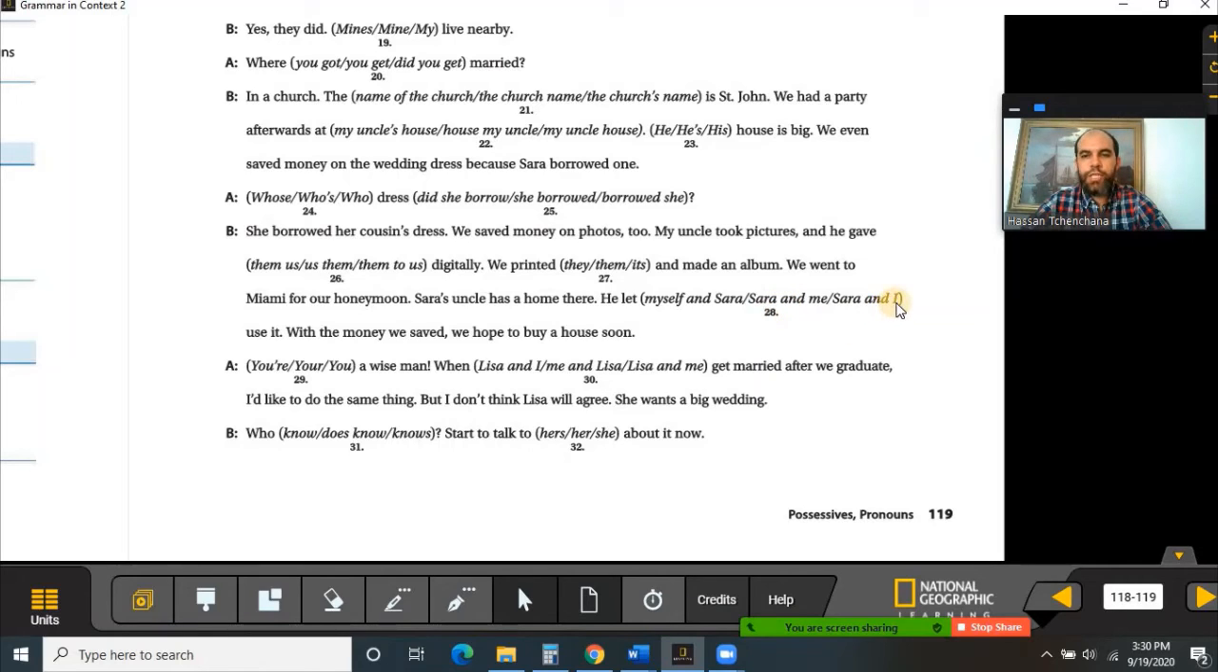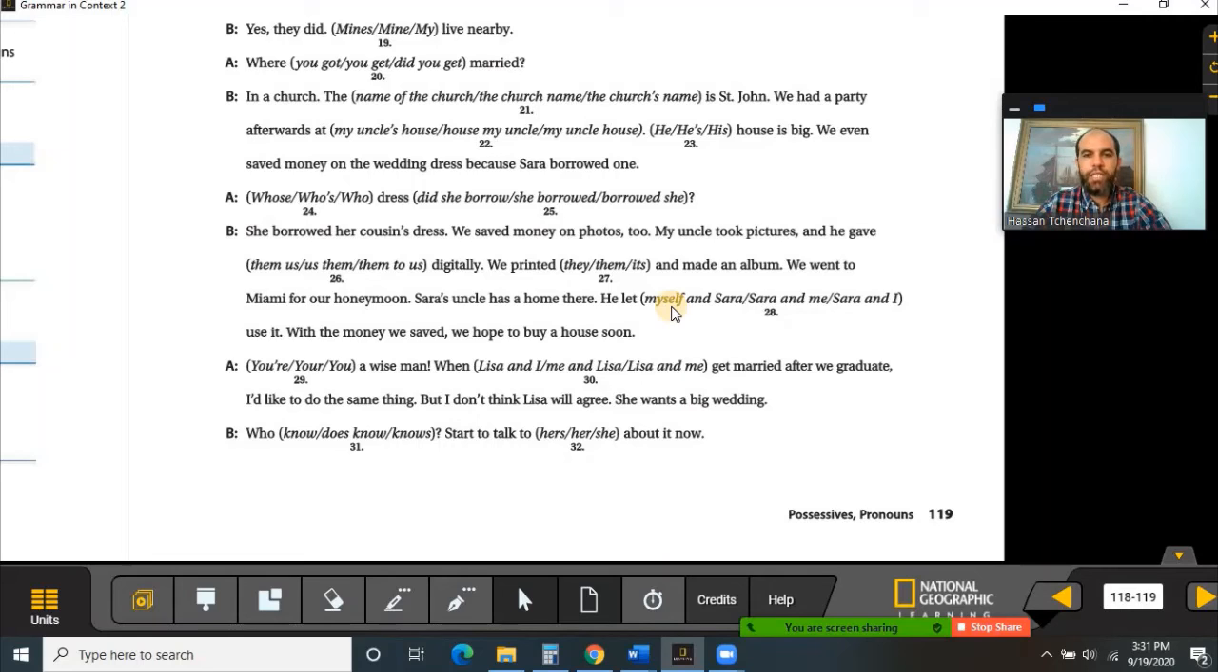Can I be an object in the sentence? Object of a verb? Okay, no. So this is not correct. We can't pick Sarah and I. Let I? No. Let me? Possible. Let myself and Sarah? No. Why is this one not correct? Because we have myself, and myself doesn't agree with he. If you remember, I told you before, anytime you have a reflexive pronoun, myself, yourself, himself, make sure that these reflexive pronouns agree with the subject. So you have I, myself; you, yourself; he, himself; she, herself. But here we have he and myself.